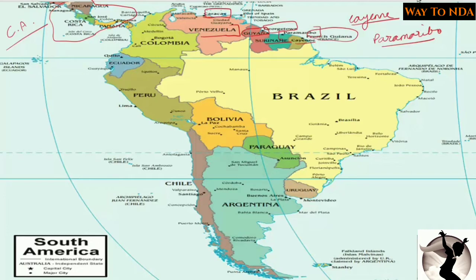And then we have Colombia. The capital of Colombia is Bogota. And then we have Ecuador. The capital of Ecuador is Quito. And then we have Peru. The capital of Peru is Lima. And then we have Chile. The capital of Chile is Santiago. And then we have Argentina. The capital of Argentina is Buenos Aires. And then we have Uruguay. The capital of Uruguay is Montevideo.